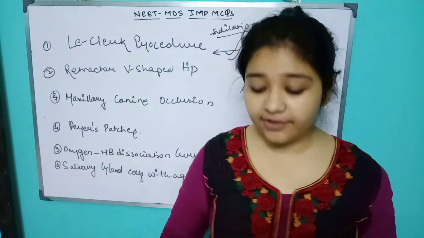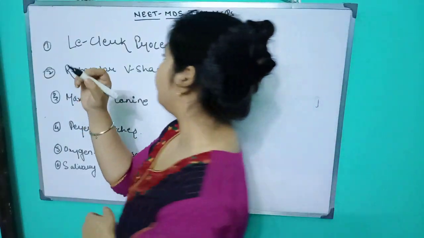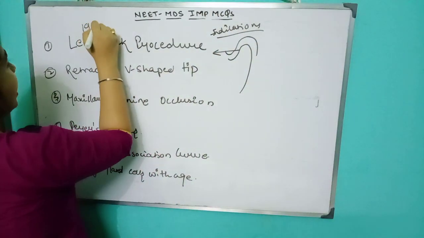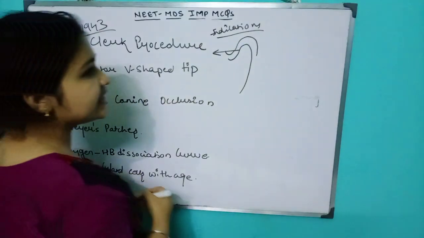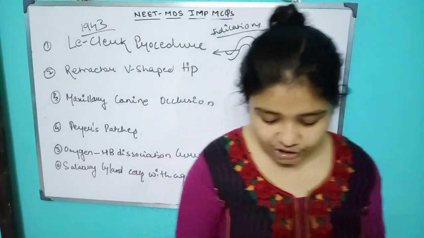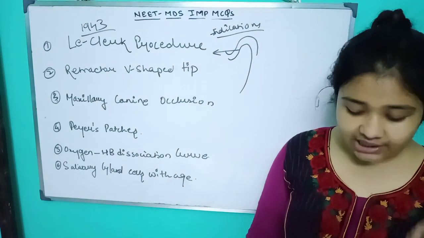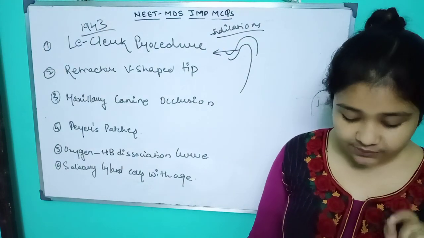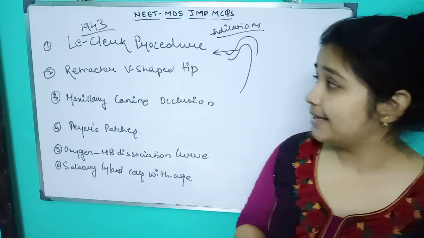This process was given in 1943. A Swiss dentist gave this process. It is a surgical procedure in which the zygomatic arch is vertically osteotomized.